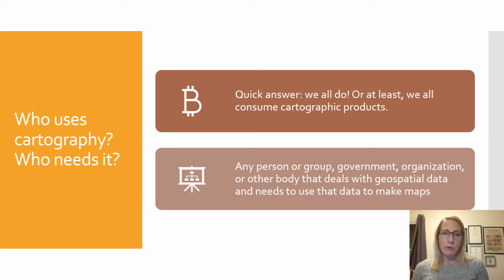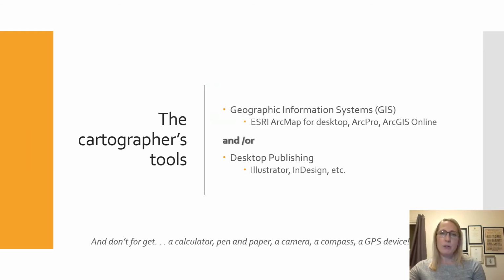And the people who need it, the needs are broad, so you could take your skills as a cartographer that you learned in this class and apply them to a lot of different settings and institutions. As I mentioned before, the cartographer's tools are GIS, Geographic Information Systems, and/or desktop publishing systems. But don't take for granted that a cartographer will also need a calculator, pen and paper, a camera, a compass, a GPS device. All these things go into creating maps and gathering data and selecting the kind of data you'll be using in a map.